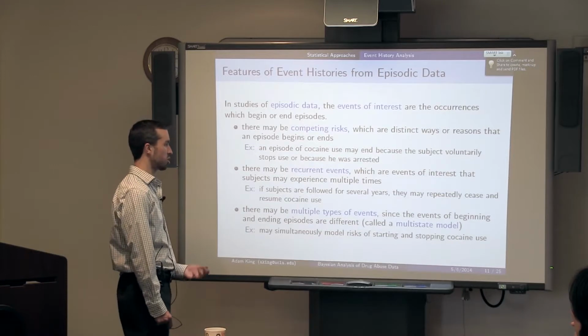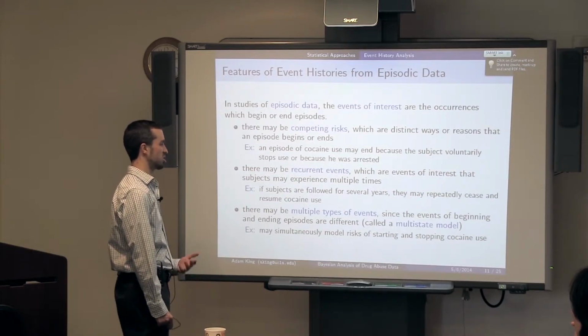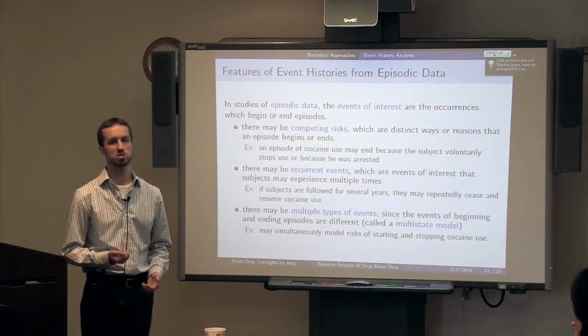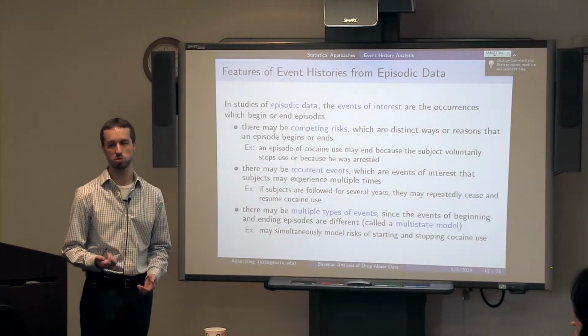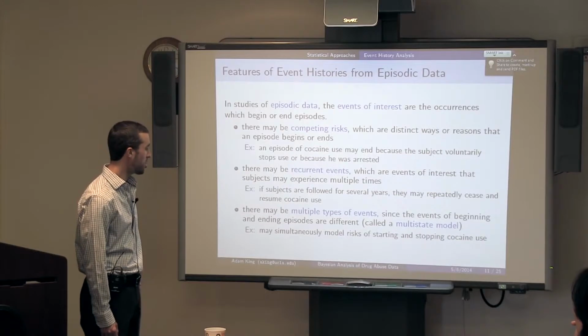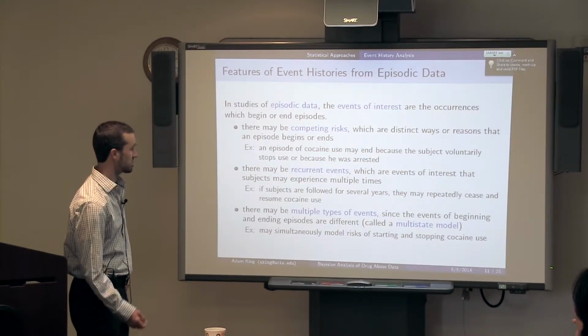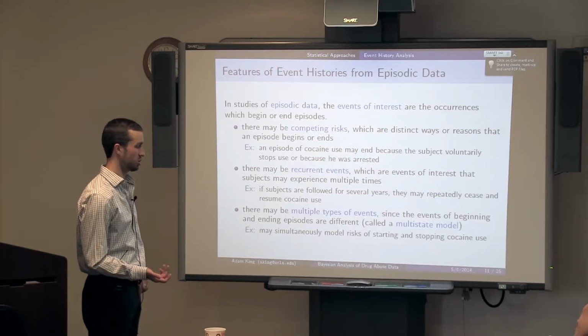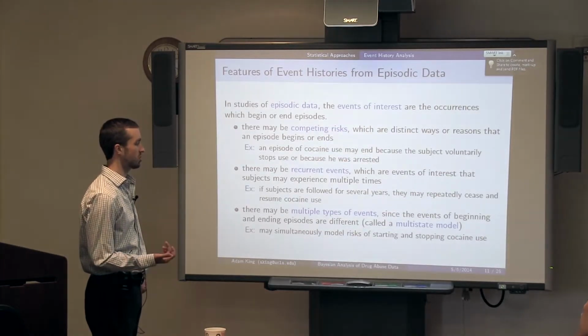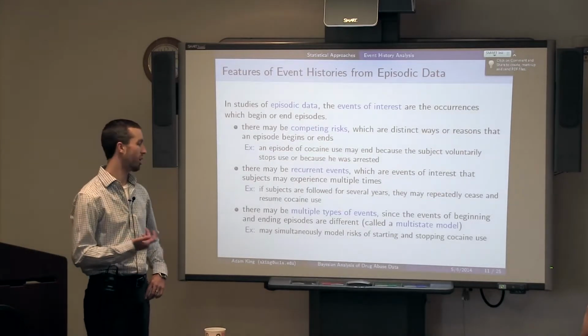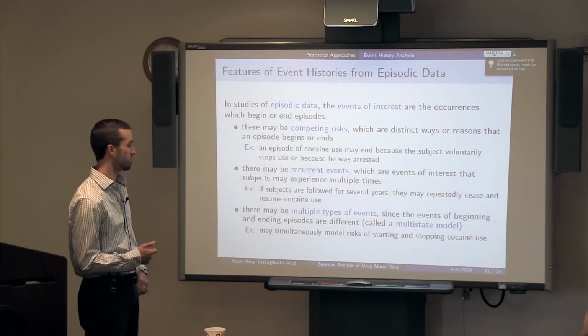We may also have recurrent events, which are events that subjects experience multiple times. If subjects are followed for many years, they're going to experience this event of ceasing cocaine use most likely multiple times. And then finally, we may have multiple types of events. Since the beginning and ending of episodes are obviously very different events, once we're simultaneously modeling both entrance to and exit from all possible states, this is called a multi-state model.